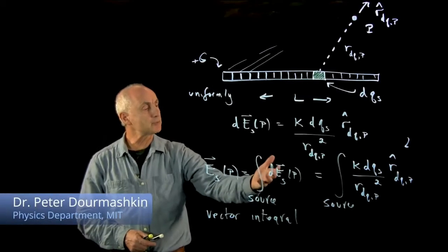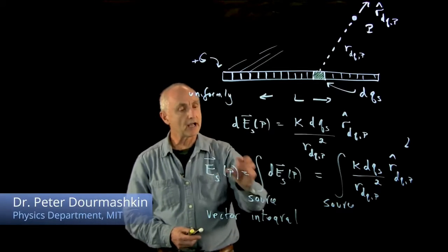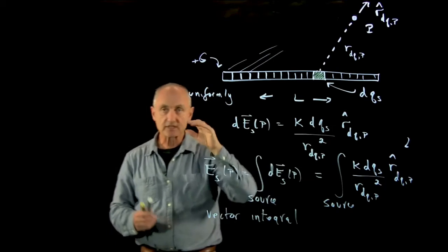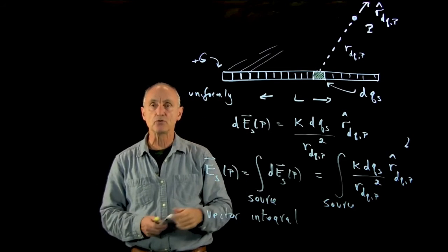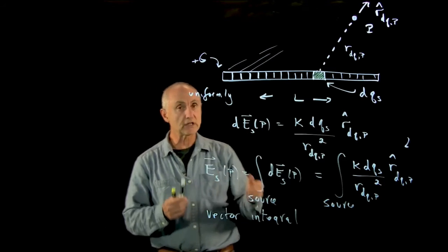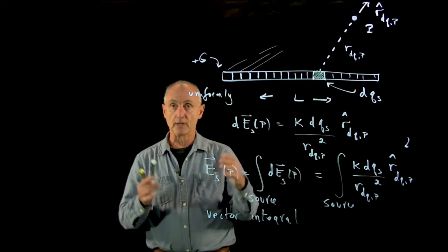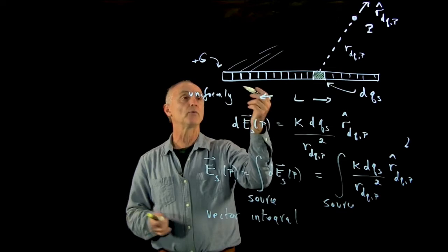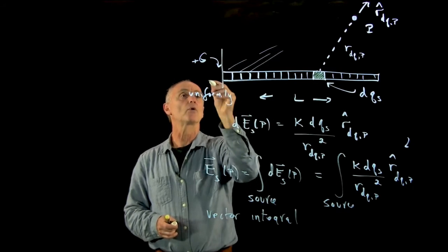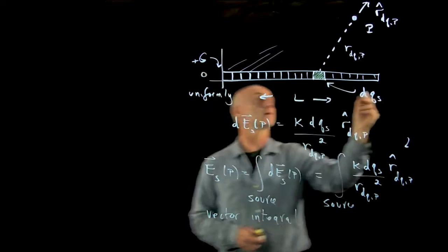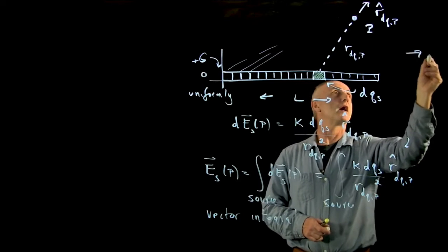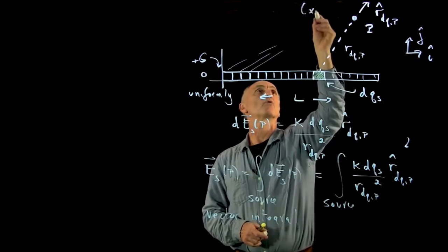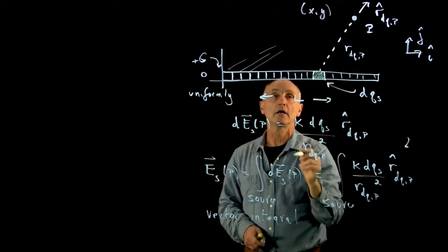Now, when we set up this abstract expression for how to find the electric field from a continuous source, the task now is to do that in a coordinate system. So let's choose a coordinate system for this problem. One of the things that we can do is pick our origin anywhere we want. I'll choose our origin at the end of the rod. And we'll choose i hat and j hat. The point P will have coordinates x and y.